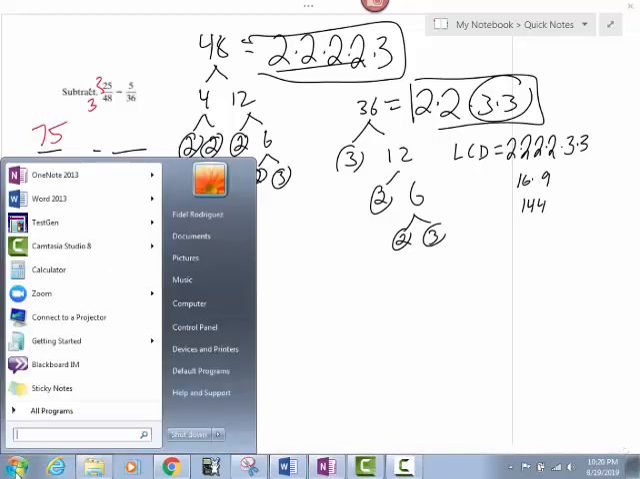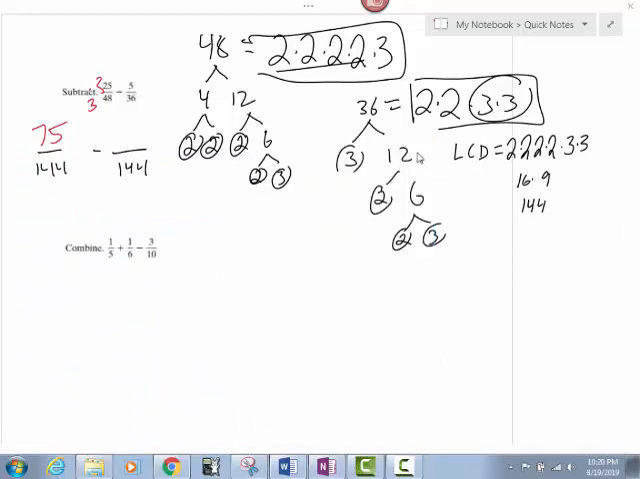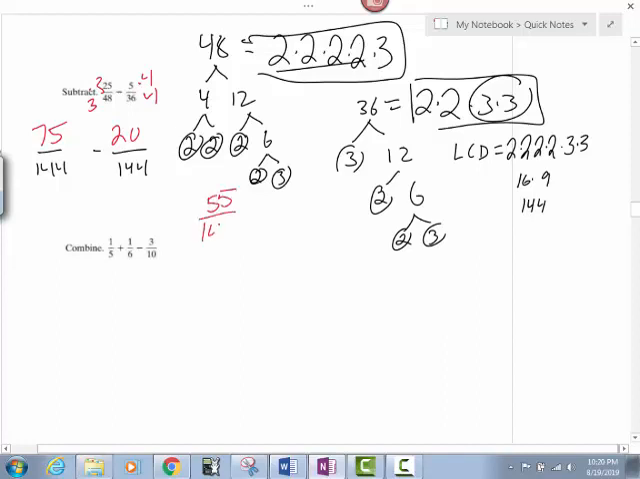You can do the same thing again. Calculator, we're going to go 144 divided by 36, multiplied it by 4. So we'll multiply this guy here by 4, that guy there by 4, that's 20. So now 75 minus 20 should give me a total of 55 over 144, and we're done.